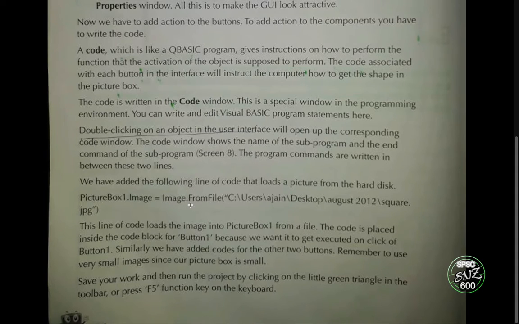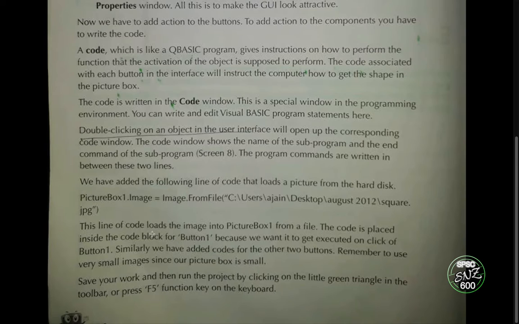So it will load an image file from this location, that is c slash users slash agent slash desktop slash August 2012 slash square dot jpg. So the name of the picture is square dot jpg. It will load the image in your picture box by this command. So in your computer, wherever you have kept the file, your path will be as your file location.